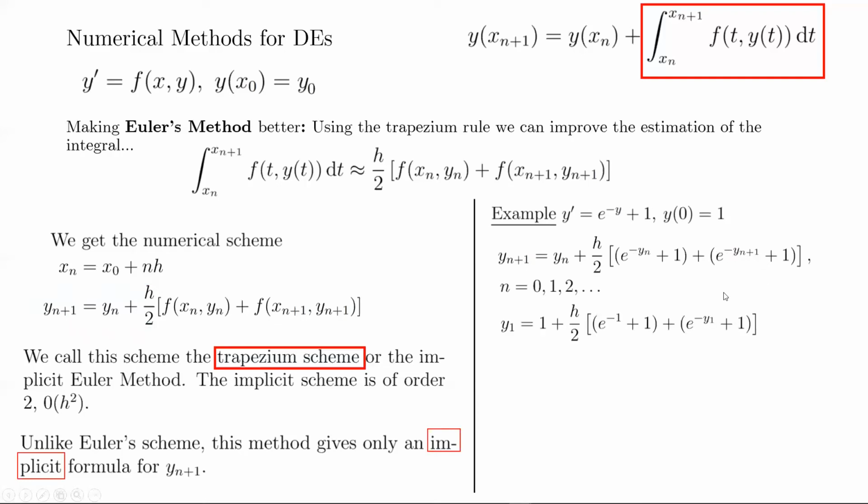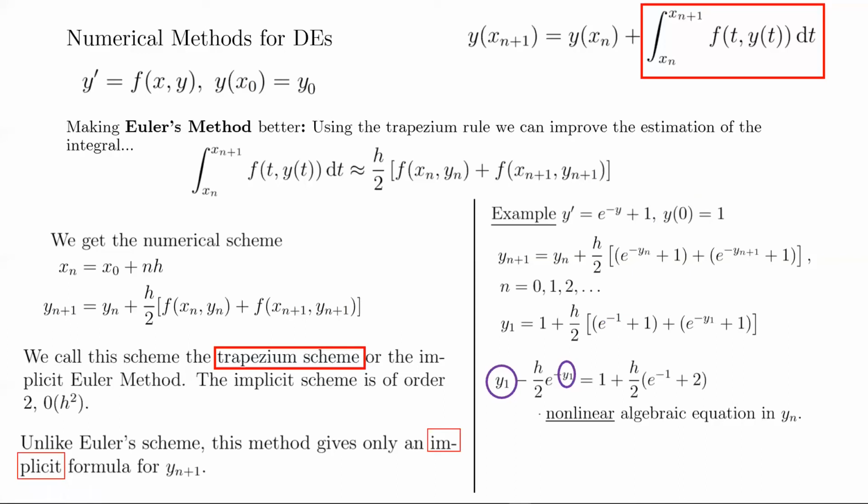I can rearrange, let's just say, for the first step here. So y1 is equal to y0, which is equal to 1, plus h over 2, e to the minus 1 plus 1, plus e to the minus y1 plus 1, which I can, of course, rearrange like so. But I get some nonlinear algebraic equation to solve for y1. So I have to solve this equation for y1 if I want to find the value of y1.